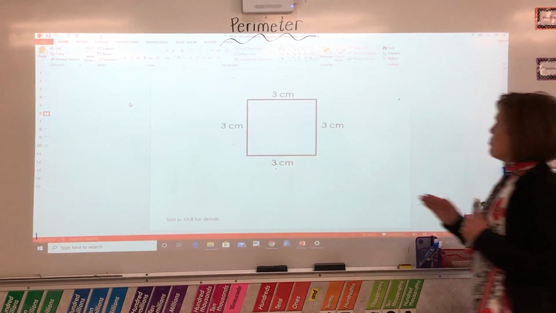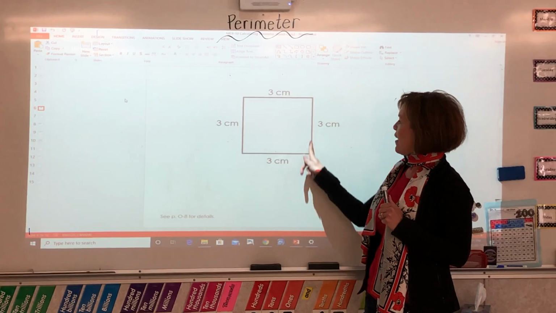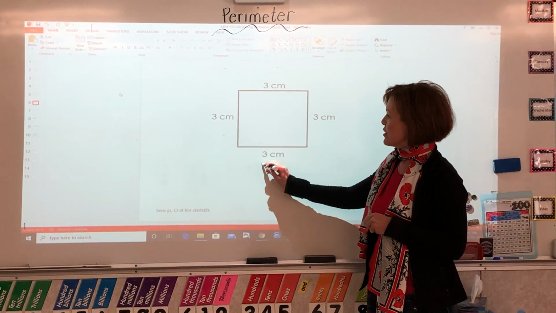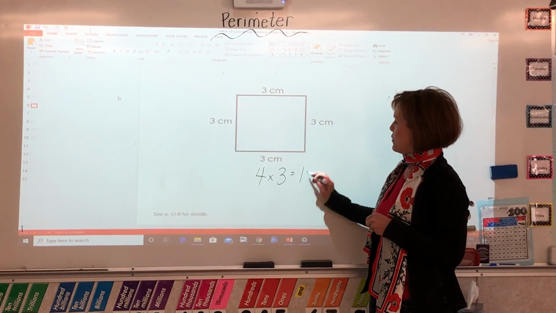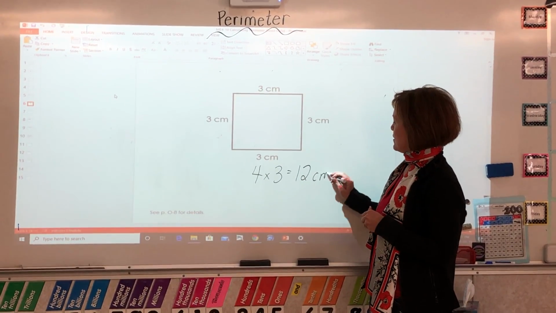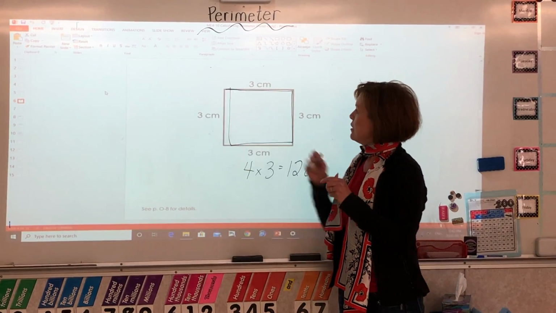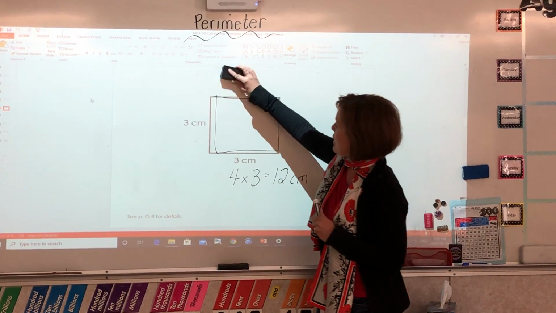Next, how would you find the perimeter of a square? Every single side on the square is the same. A square has 4 sides equal. I could just go 4 times 3 to find the perimeter in this circumstance. So that was quick. 3 plus 3 plus 3 plus 3, or 4 times 3 equals 12 centimeters for the perimeter of that square.